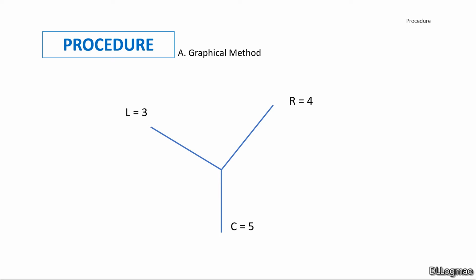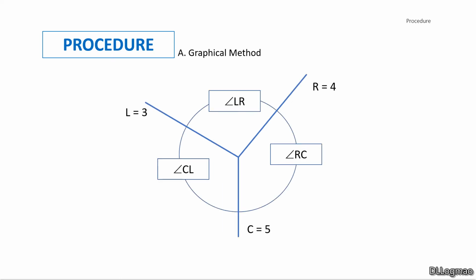Now, to discuss further how to perform the experiment, let's consider the traced lines and the number of weights. The left L is 3, the center C is 5, and the right R is 4. You have to measure the angles between chords left and right, or angle LR, between right and center, angle RC, and between center and left, angle CL, using the protractor.